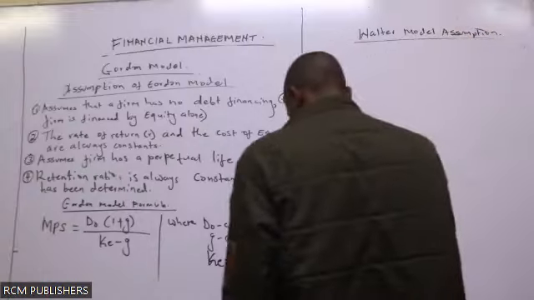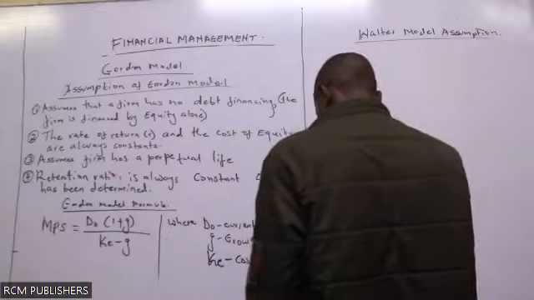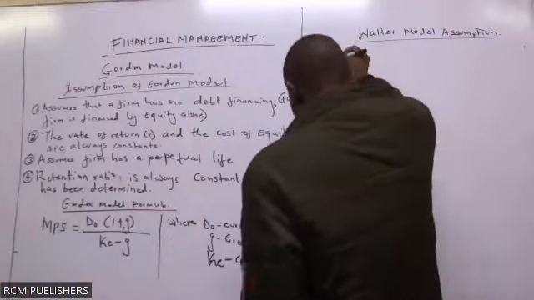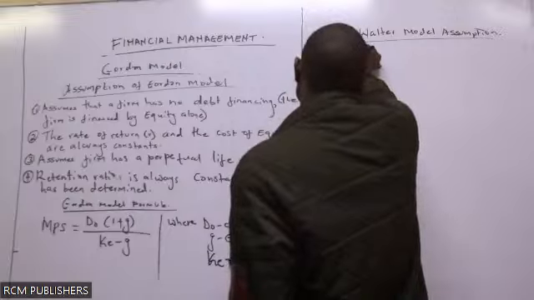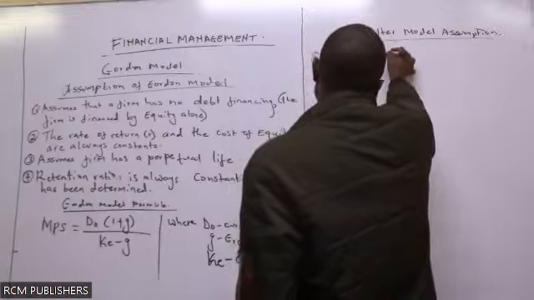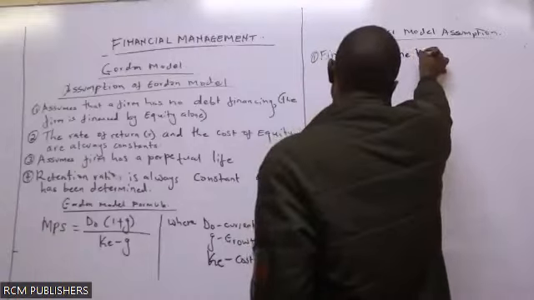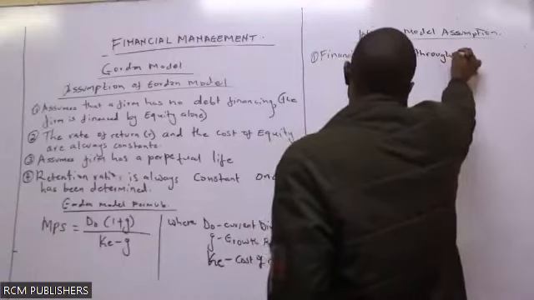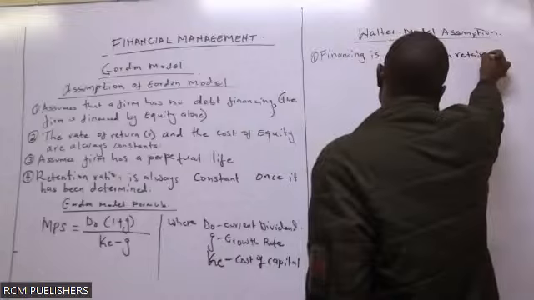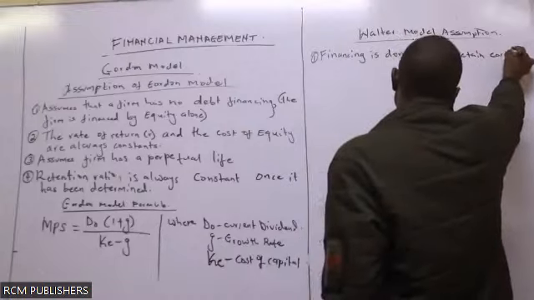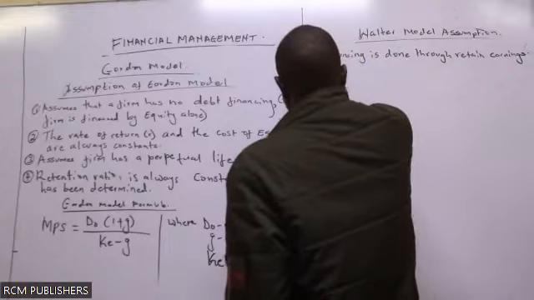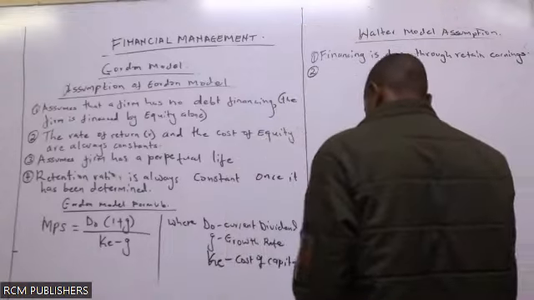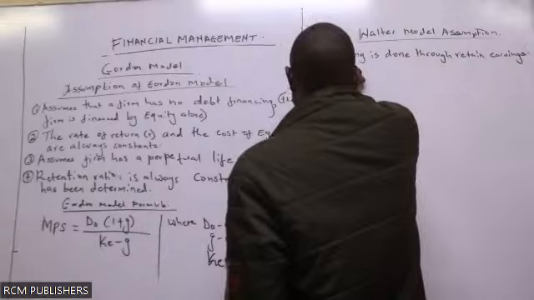Walter assumes that financing is done through retained earnings. Financing is done through retained earnings.